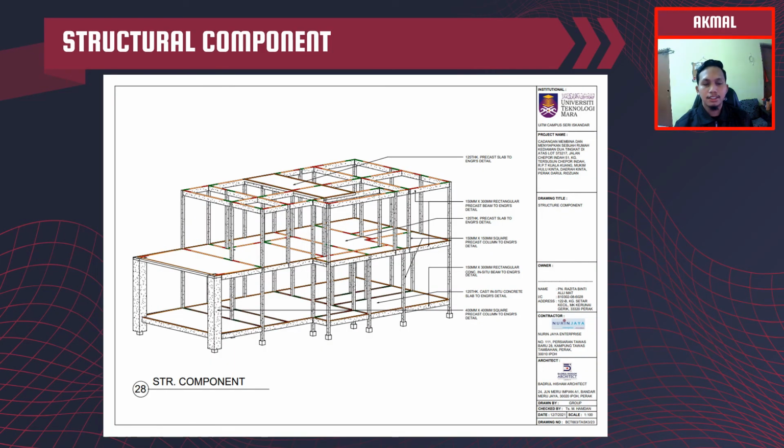Okay, this is the structure component for the building. This involves two methods of construction, which is the in situ concrete and precast concrete. The in situ concrete are constructed at the substructure component, which are the foundation, the ground beam, and the ground slab. And all the superstructure use precast concrete component.